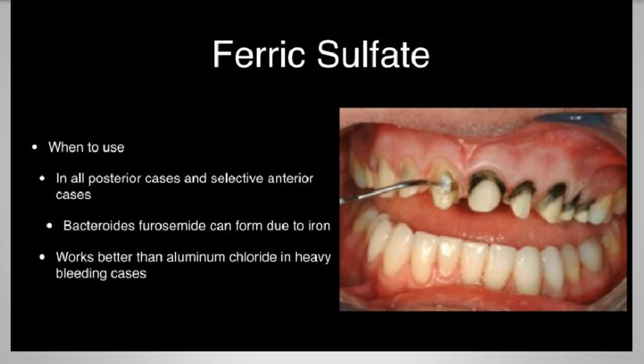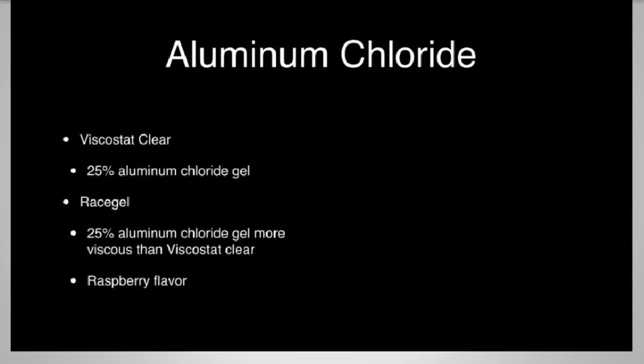Now, in a case where there's not as much heavy bleeding, aluminum chloride may actually work pretty well. While ferric sulfate works better in heavy bleeding areas, in minor bleeding areas, aluminum chloride works quite well. And it's really something to consider.